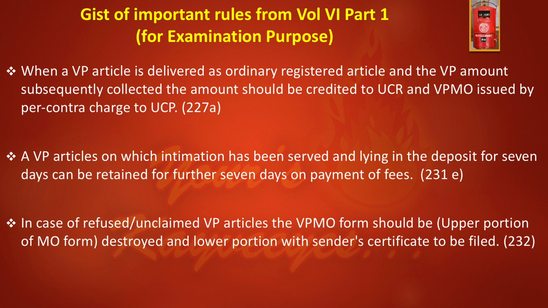Rule number 227A. A VP article on which intimation has been served and which is lying in the deposit for 7 days can be retained for a further 7 days on payment of fees. Rule number 231E. In case of refused or unclaimed VP articles, the VPMO form's upper portion of the money order form should be destroyed and the lower portion with the centre certificates to be filed.